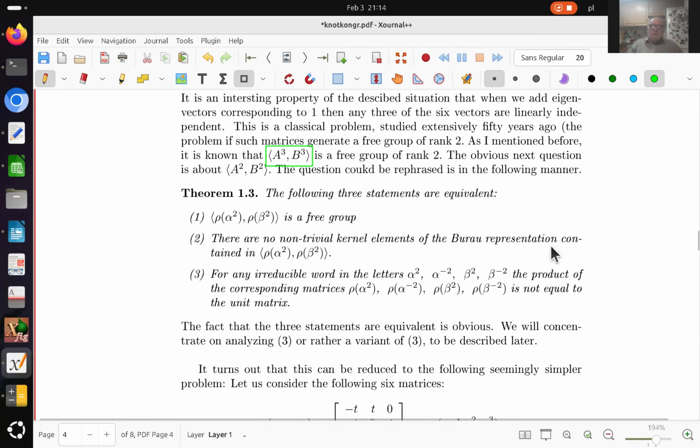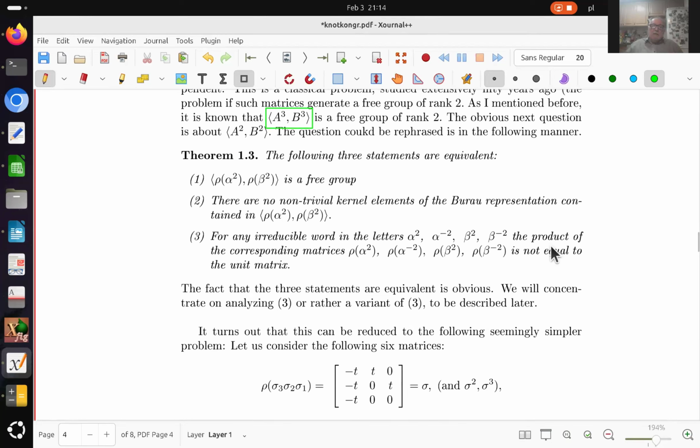Well, here is an obvious statement that certain 3 statements are equivalent. Let's forget it and go further. So we will consider this variant. We will consider the images of alpha square, alpha negative 2, beta square, beta negative 2. And we will consider the question whether these 2 matrices do generate a free group.